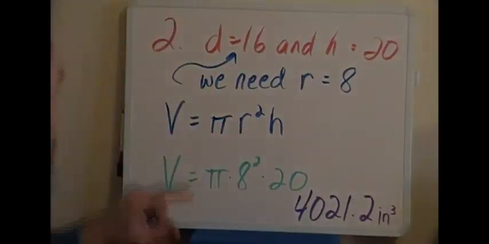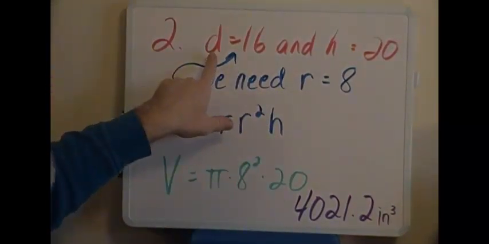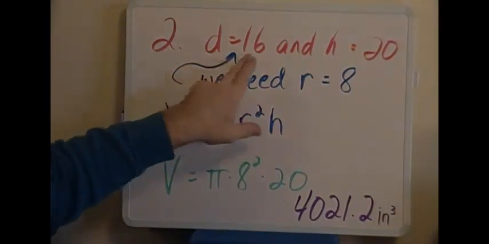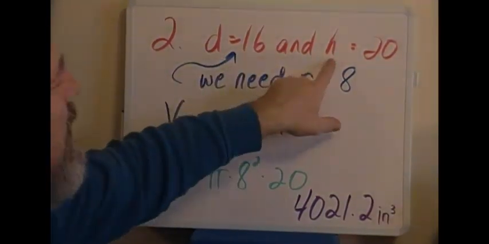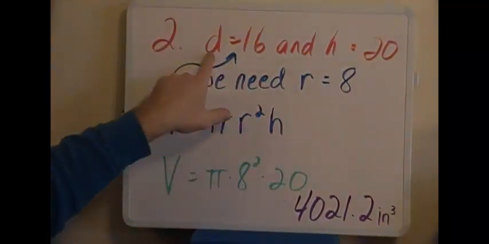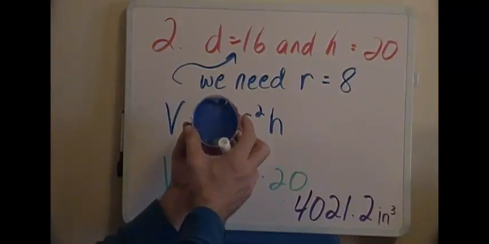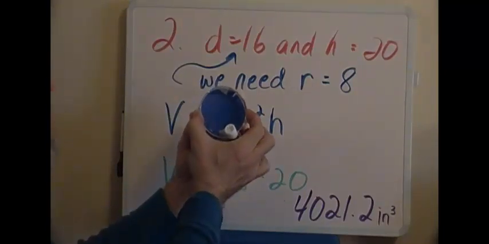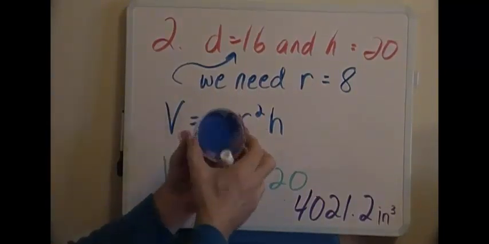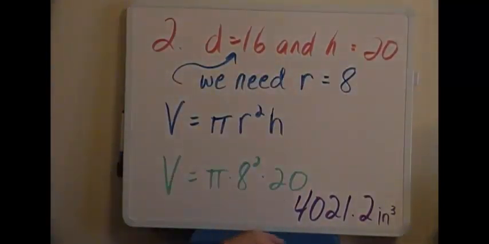In problem number 2, again, we have a diagram. We've got a diameter, however. They give you the diameter of 16 and they give you the height of 20. The height of 20 we can use directly. However, we don't want the diameter. We don't want the full distance across the circle. So remember, if they give you this distance here, you have to cut it in half to come up with the radius. So if the diameter is 16, the radius, of course, must be 8.